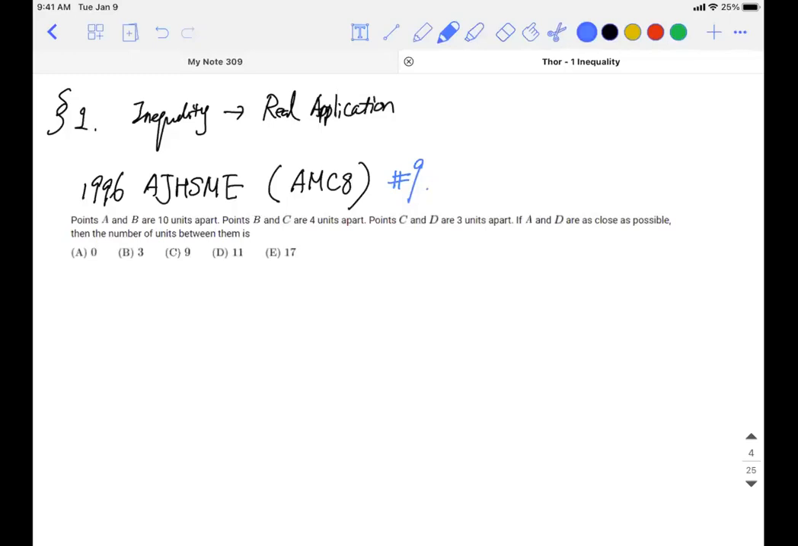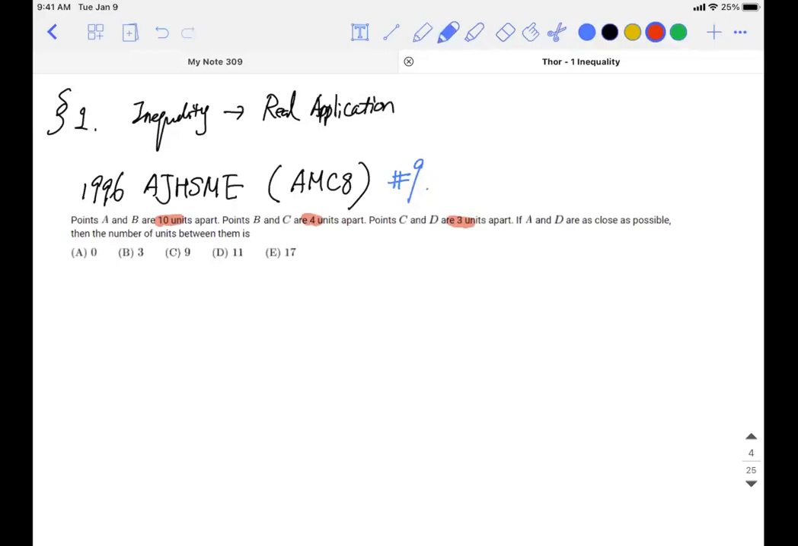All right, so let's look at the problem altogether. Whenever you read a problem, let's try to highlight the keywords, the buzzwords, right? And then we see something that can really give us some attention, what we need to focus on when reading the problems. So the question says the points A and B are 10 units apart, okay? AKA AB equals 10. Points B and C are 4 units apart. C and D are 3 units apart. Basically, you know the value of the 3 segments. Points A and D are as close as possible, then what is the number of units between them?